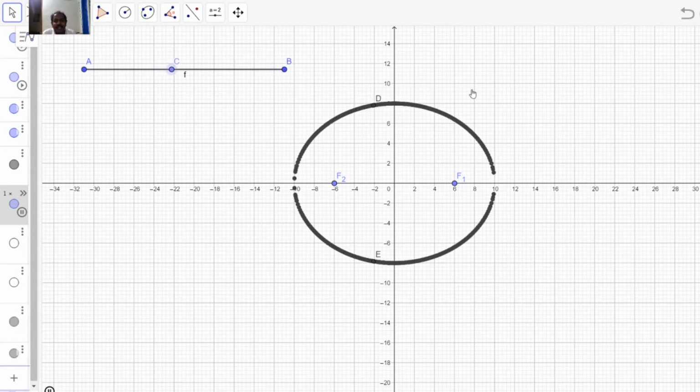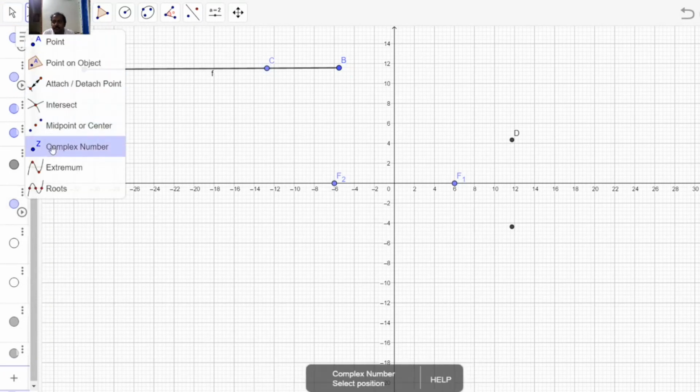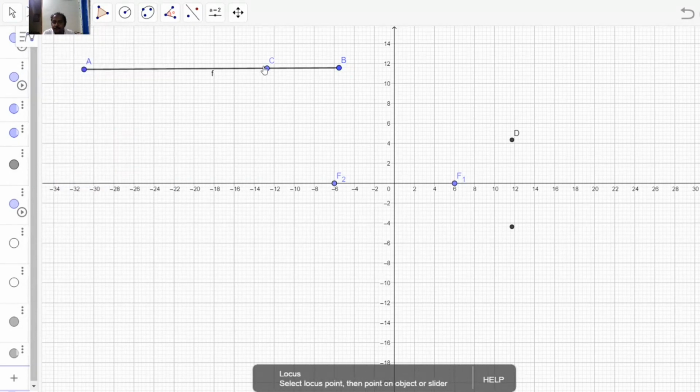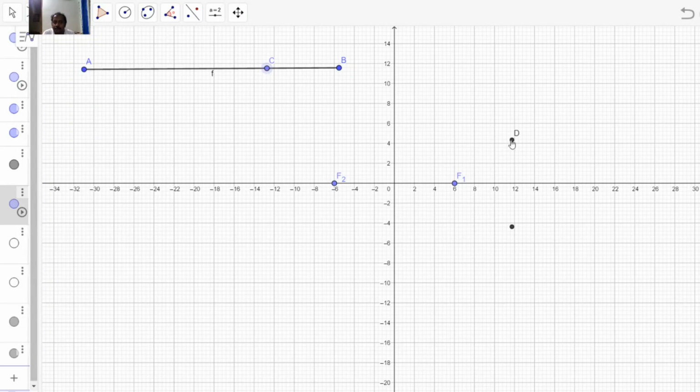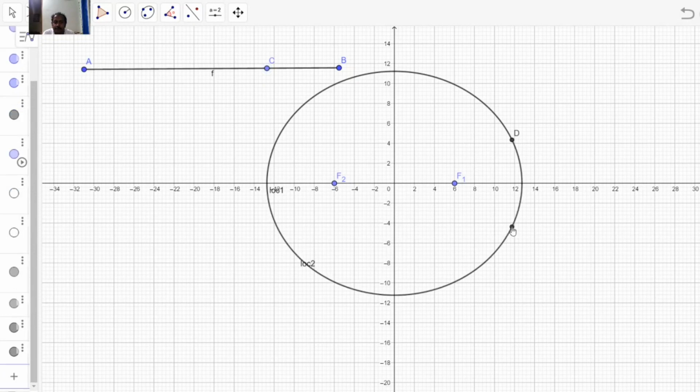So we can define an ellipse as the set of all points in the plane such that the sum of the distances of that point from two fixed points is always a constant. Now we can consider the locus of these points. So you can see that it is an ellipse.